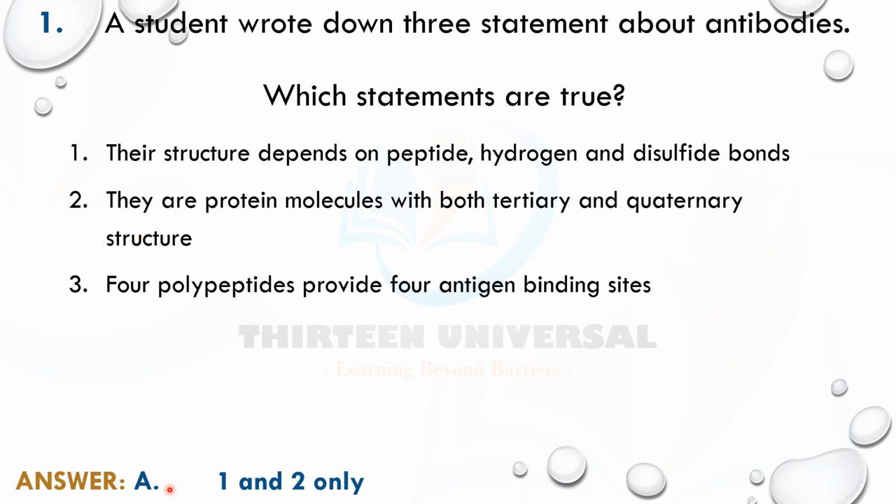Why A is the answer. Their structure depends on peptide, hydrogen, and disulfide bonds. Is this correct? Now, peptide bond forms primary structure. Yes, antibodies have primary structure. Let me show you.